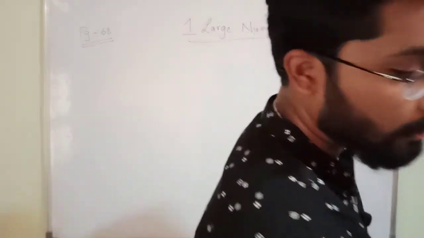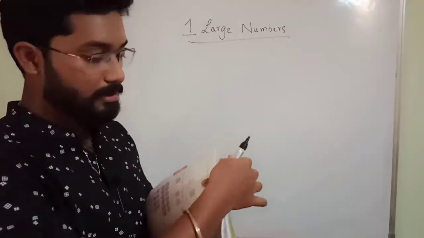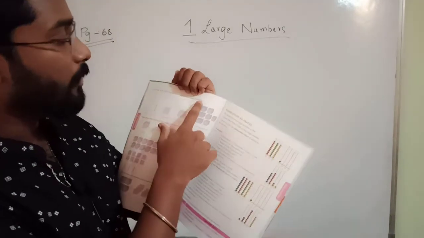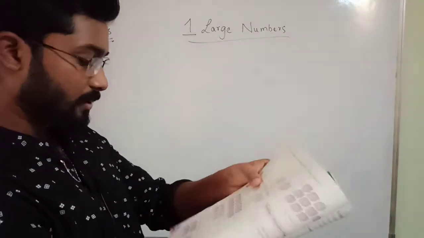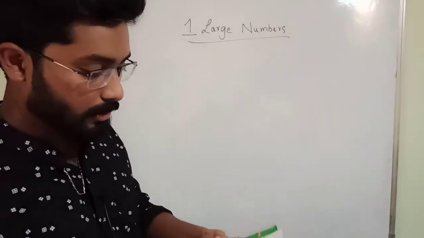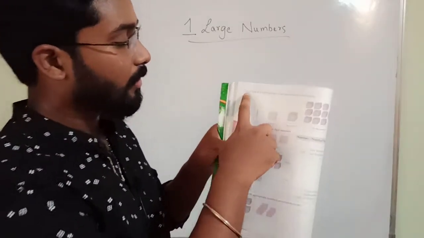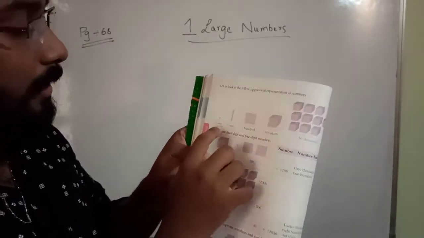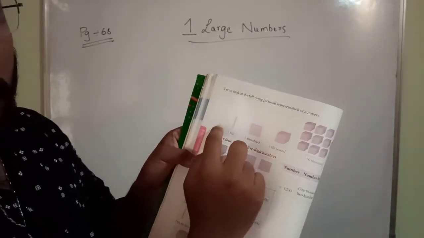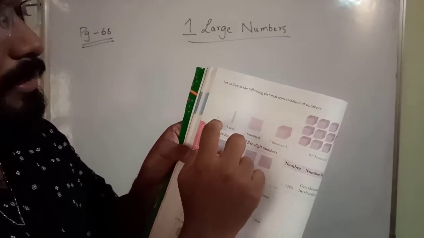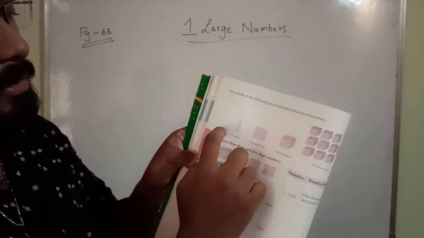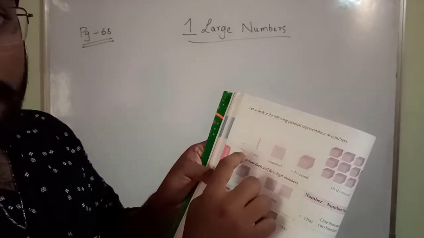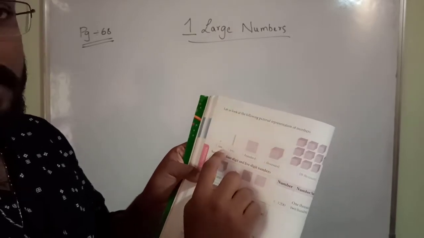So see this, the first one is, let us look at the following pictorial representation of numbers, in page number 68 of your maths textbook. In this one there is a small box here. This one box is telling 1, meaning it is the ones place.